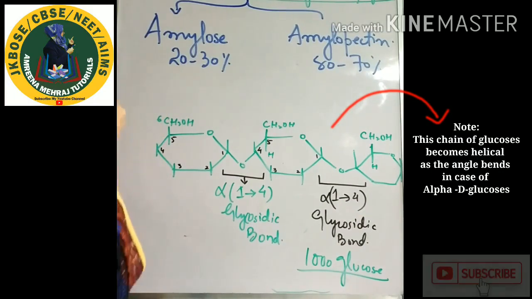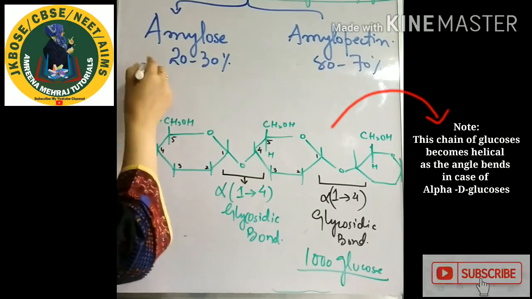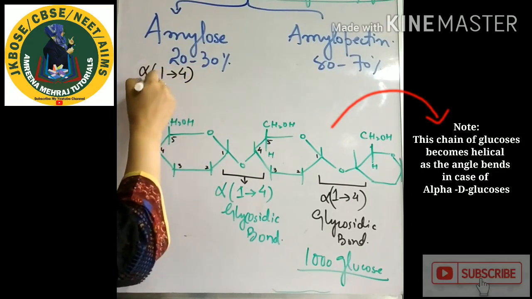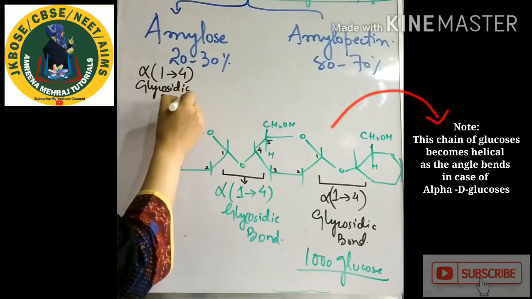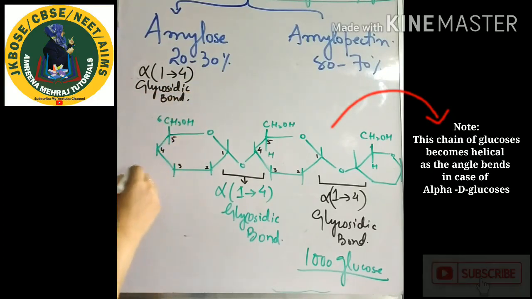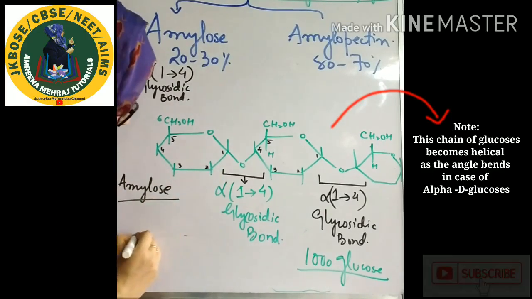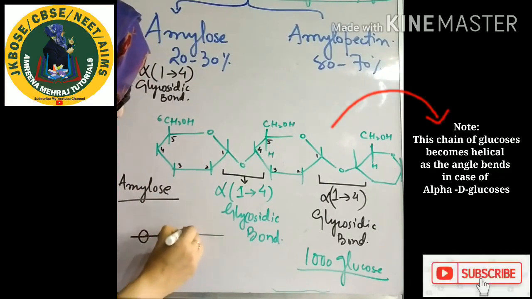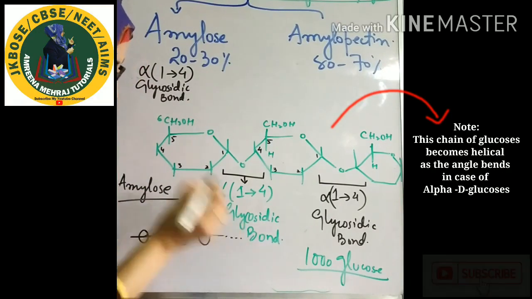So which type of bond is there between glucoses in this case? You have alpha 1 to 4 glycosidic bond. Very simple. This over here is the representation of amylose. A simplified way is to show it like a chain: glucose, glucose, glucose, glucose. And you can show this chain like this.